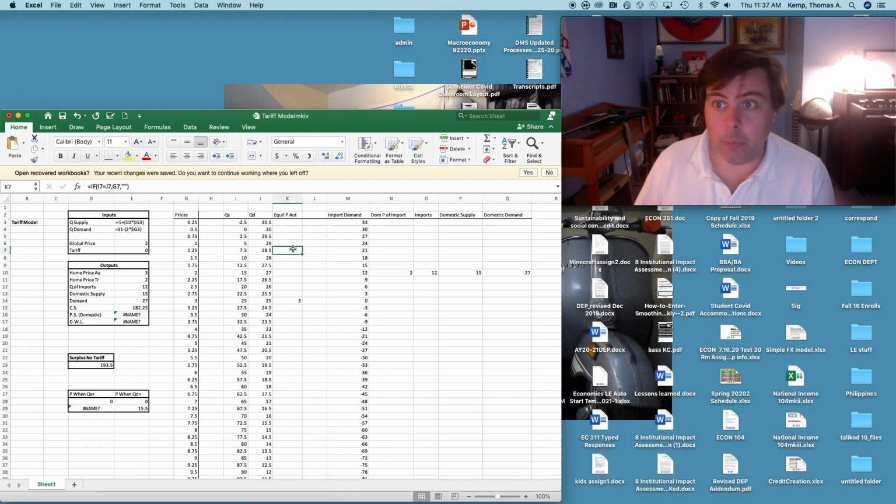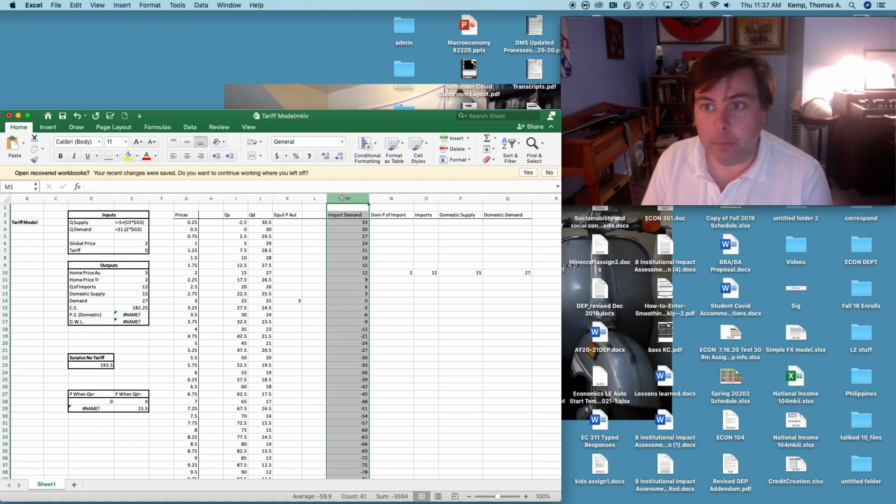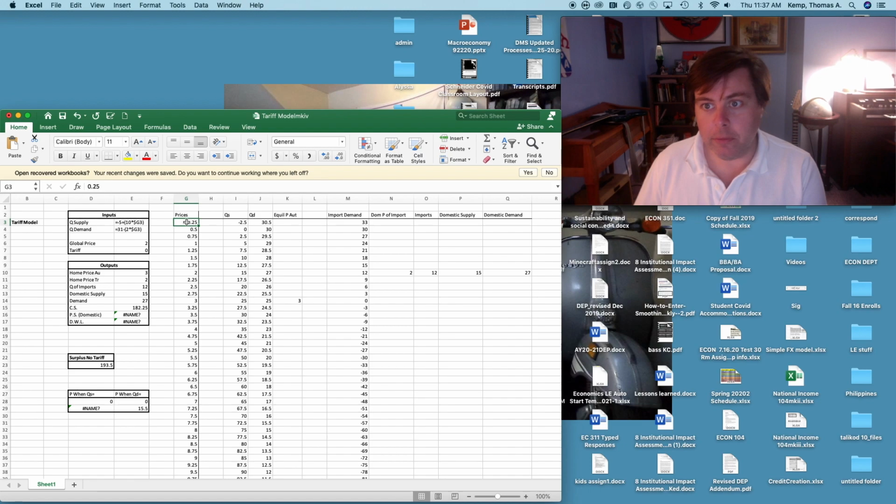Okay, moving over then to the M column. The M column is our import demand, or the amount of items that will be imported at that price. So if the price were 0.25, we would import 33.